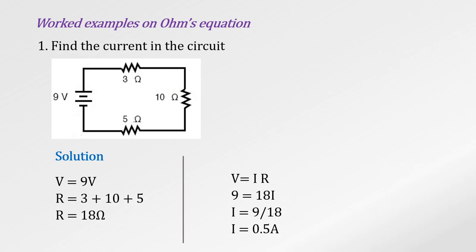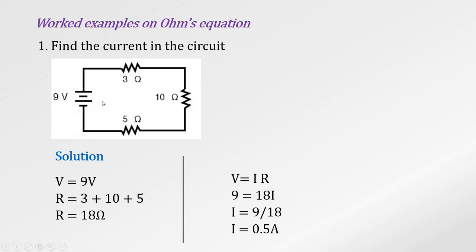Okay, let's go further now. These further examples utilize Ohm's equation to find current and voltage, because we've just been calculating resistance. Now we want to see, can we use Ohm's equation to find the current and resistance? Oh yes. Example number 1, find the current in the circuit.